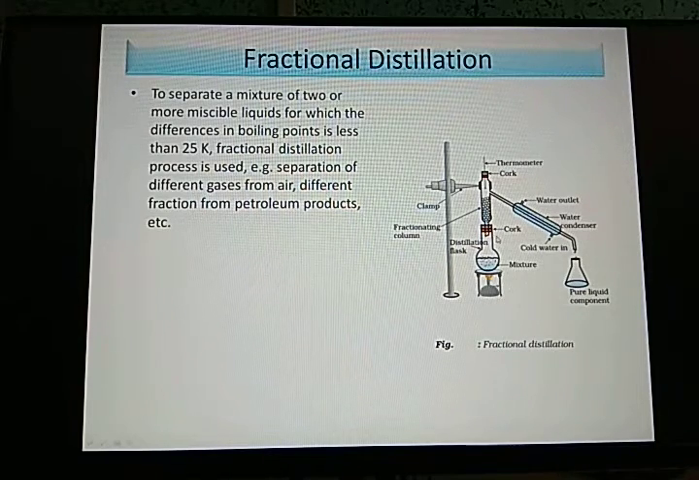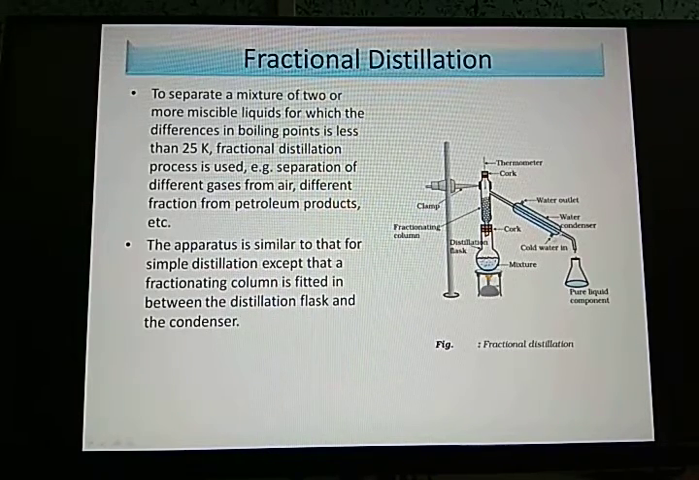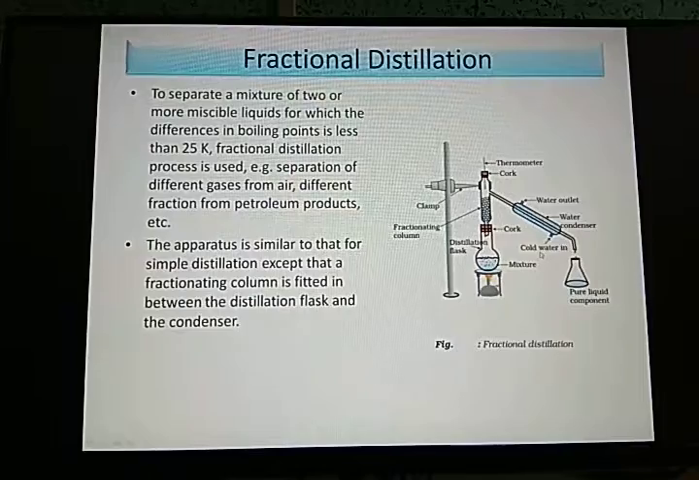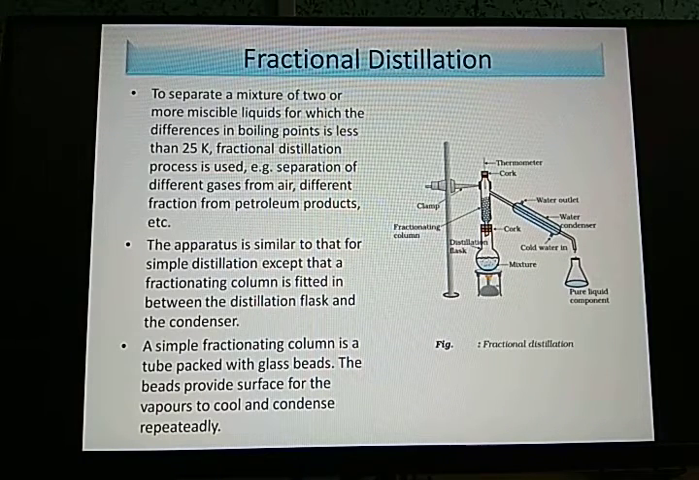Here also it is the same method. We have to heat the mixture, it will vaporize, then it will condense, and then we get back the pure liquid form. So let us see. The apparatus is similar to that of the simple distillation, except the fractionating column is fitted in between the distillation flask and the condenser. This is the distillation flask, the round bottom flask, and this is a water condenser, as we have said already. In this fractionating column, as I said, it is filled with small glass beads. These glass beads provide surface for the vapors to cool and condense repeatedly.